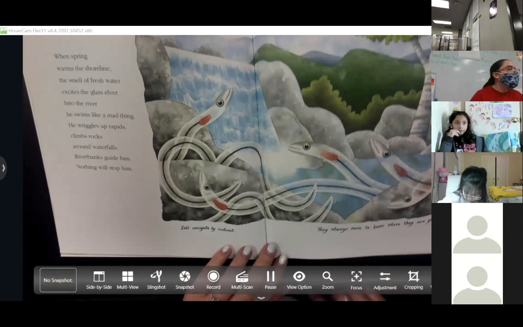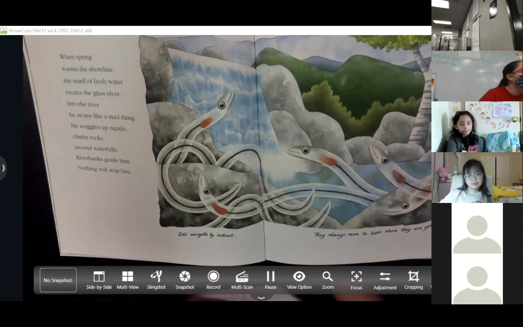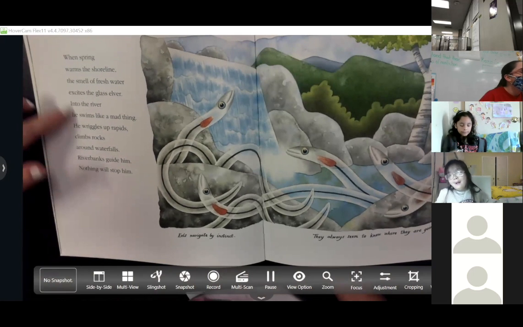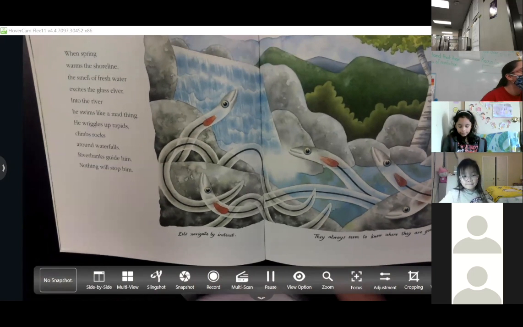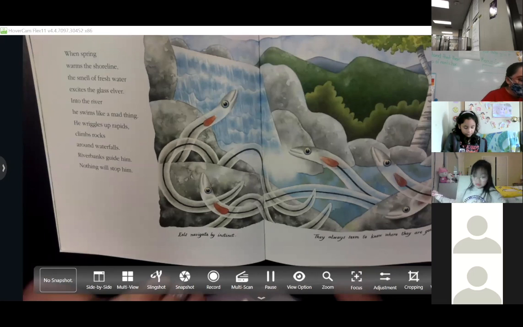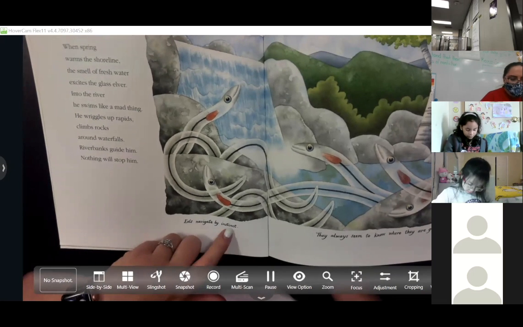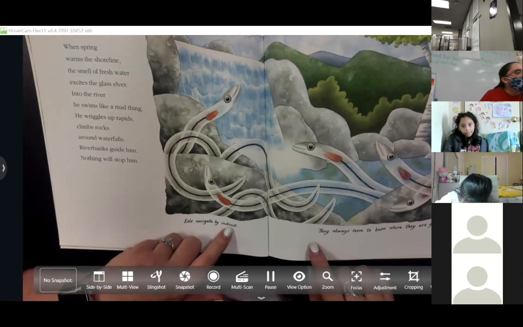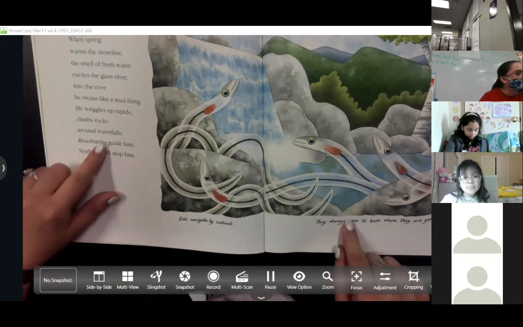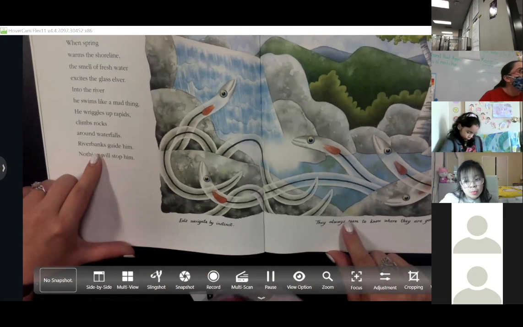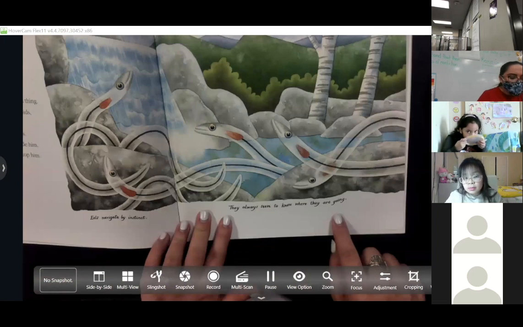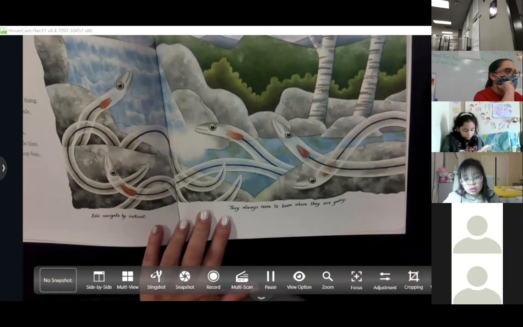So tell me, how do the words on this page help me figure out what instinct means? Are there any words in here that can help us? No. Brian? No. You don't think so? So if I don't know what the word instinct is, the first thing that I want to do is look at the other words around it and see if there's anything that can give me some clues. So the sentence after it says, they always seem to know where they're going.